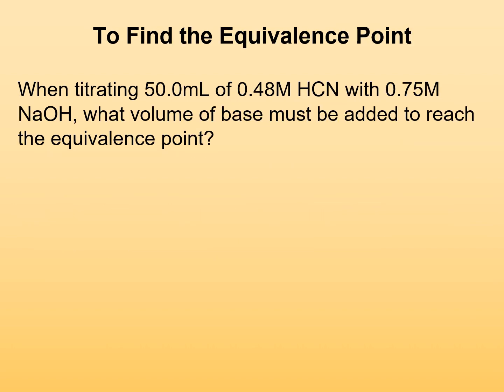So let's look at how to find the equivalence point. So here's an example of when we're titrating 50 milliliters of a 0.48 molar hydrocyanic acid with 0.75 molar sodium hydroxide. We want to know what volume of base has to be added to react to the equivalence point. So here we do have a weak acid and a strong base.